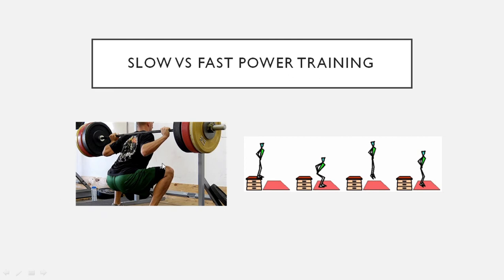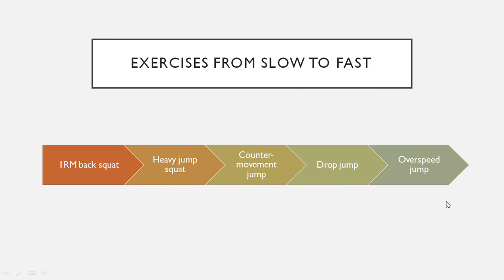So this guy's going to be moving this a lot slower, but with a lot more force. These guys going to be moving a lot faster, but a lot less force. So this is sort of an idea of that spectrum that we talked about. We can have, for example, a 1RM back squat. It's going to be the slowest but most force. Then we have like maybe a 50% 1RM jump squat, for example. That's going to be less force but slightly more velocity.